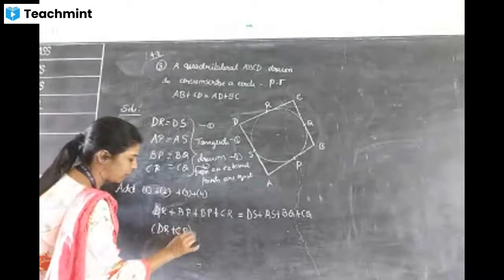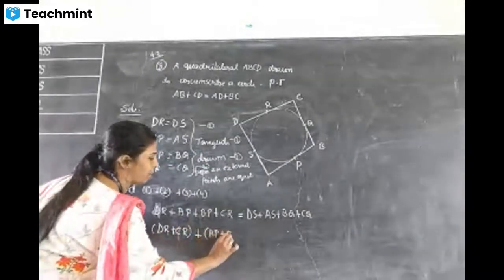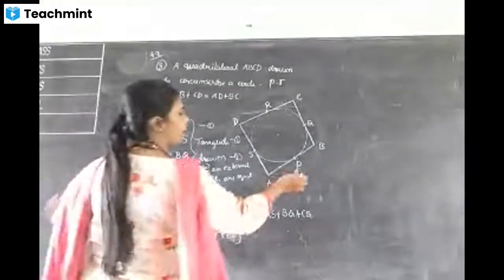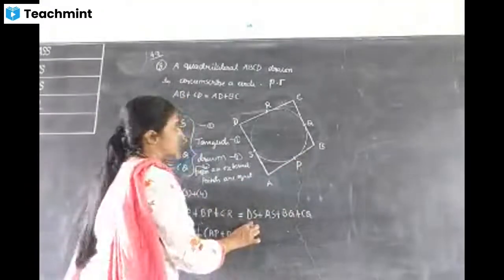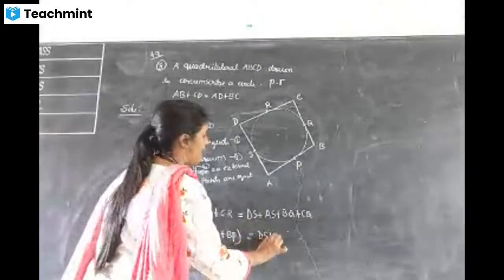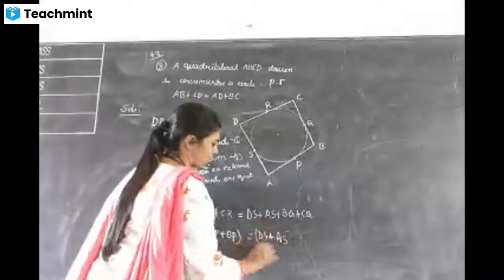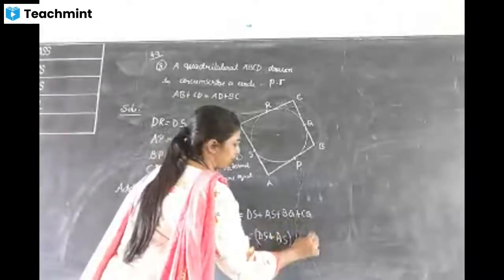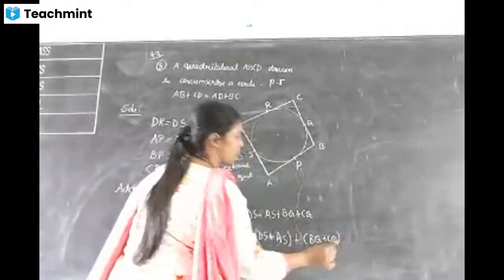I'll group this one. This is one group. Remaining is AP plus BP. This is one straight line I got. Next, equal to DS is here. DS. With that, which straight line will come? AS. DS and AS together plus BQ and CQ. See.